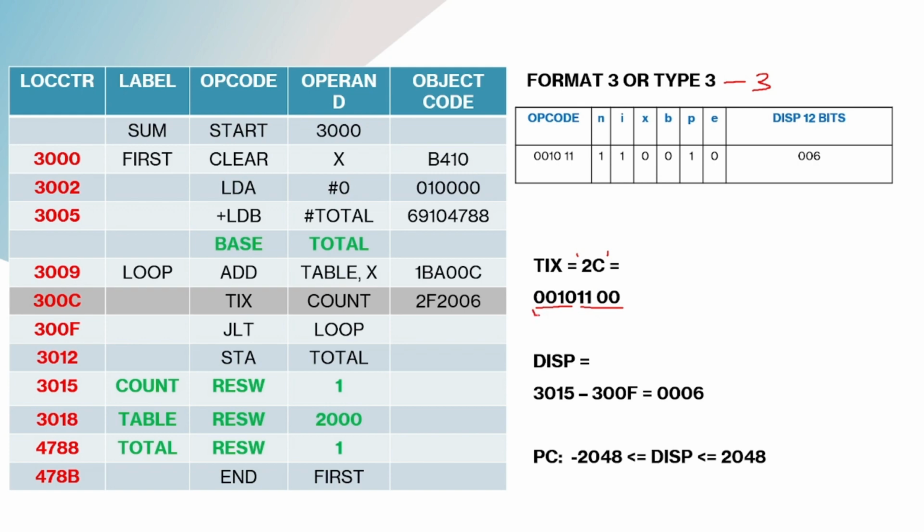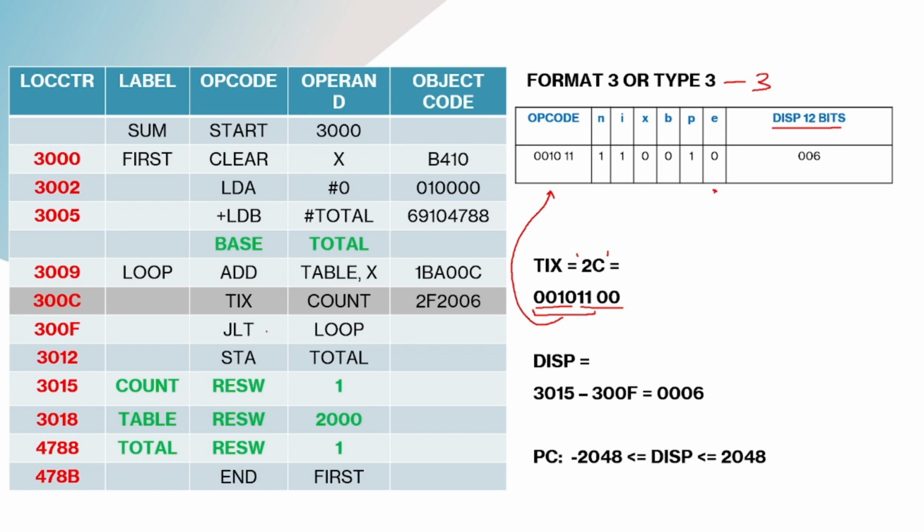So the most significant 6 bits you take and feed right here in the opcode field, and n and i are 1 1, simple, and then x is 0, there is no indexing, and then p is 1, e is 0 because it's not extended, right? It's type 3, and then displacement. So we'll calculate that by the displacement.